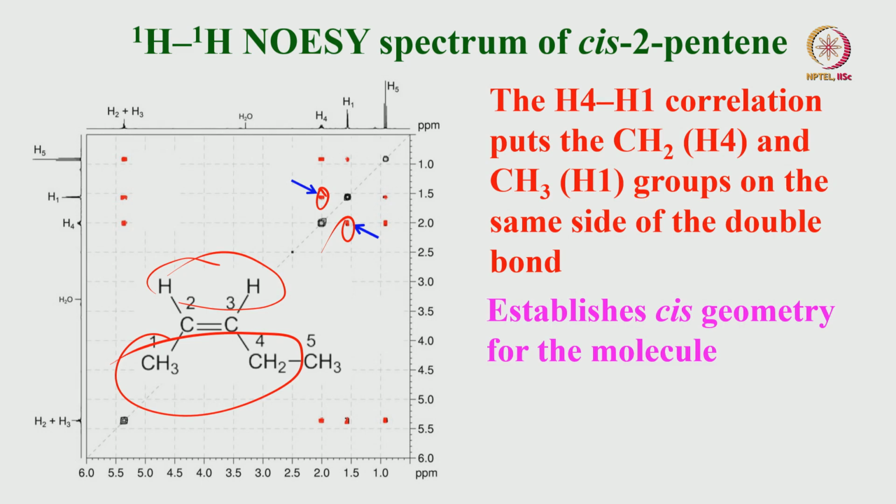So, you now understood how we can use the NOESY spectrum to get the conformation structure of the molecule. Now I can confidently say, looking at the NOESY peak, these two protons are on one side of the double bond and these two protons are on the other side of the double bond, which establishes cis geometry for the molecule.